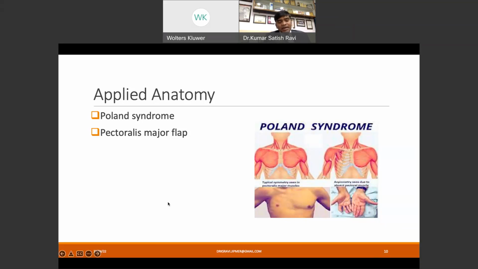Apart from that, the pectoralis major flap, it has been considered to be the workhorse flap for the chest and the sternoclavicular defect reconstruction. So we use this pectoralis major flap in case of sternoclavicular defect reconstruction, or even when we need a flap for the chest. In those conditions, we may use the pectoralis major flap.